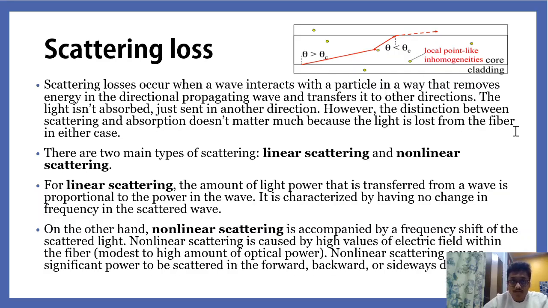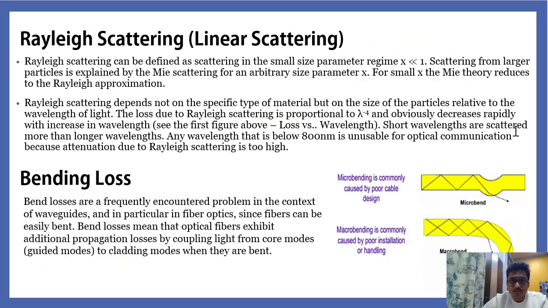Now we will come to Rayleigh scattering, which is also a form of linear scattering. Rayleigh scattering can be defined as scattering in the small size parameter region. Scattering from larger particles is explained by the Mie scattering for an arbitrary parameter x. Here Mie scattering is not in our syllabus, but can be explained later on.